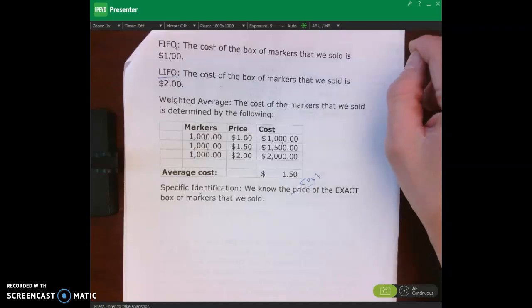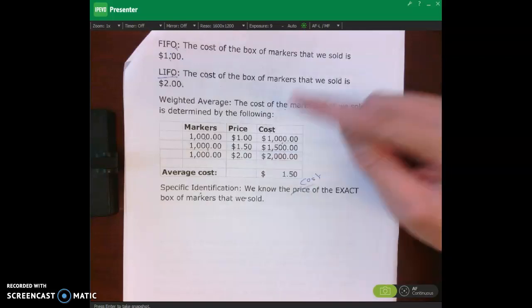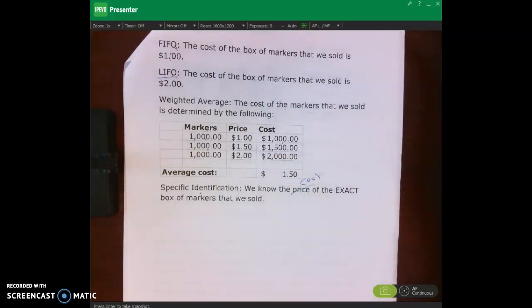Maybe for a car dealership, that's a good option. Okay? Because the car dealership, they know the exact car that they sold. They don't sell that many cars a day, right? So they can keep track and say, this is the exact car that we sold because we can track it by the VIN number.